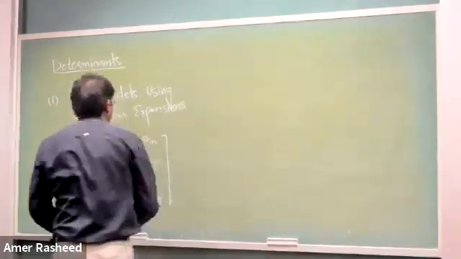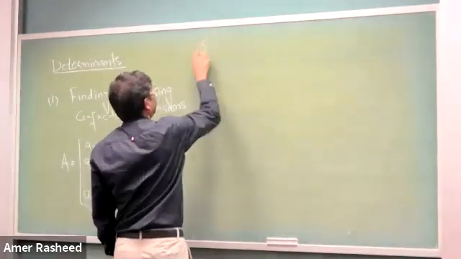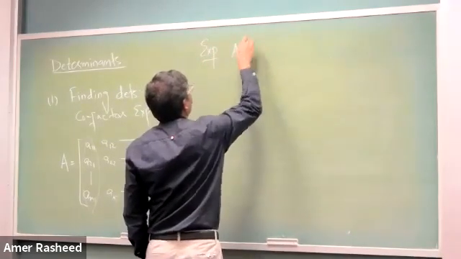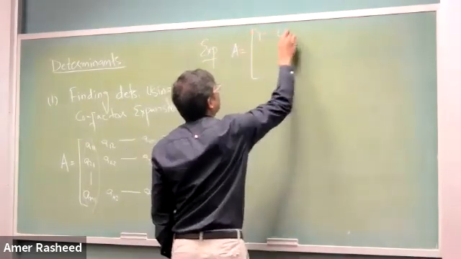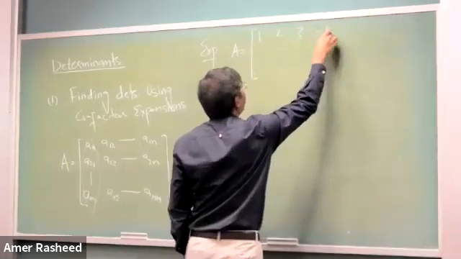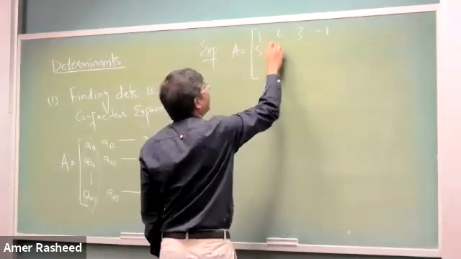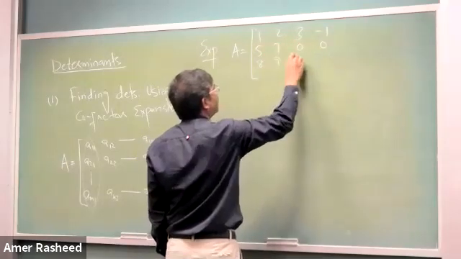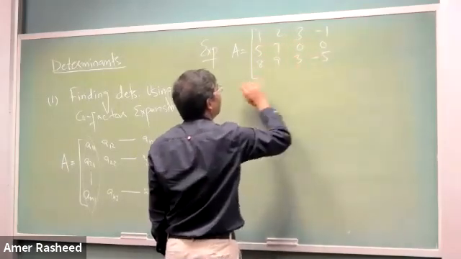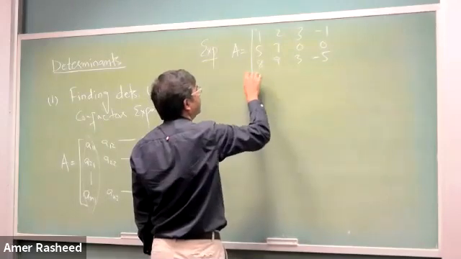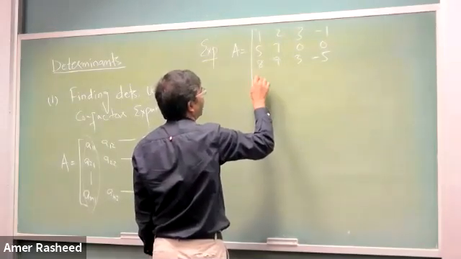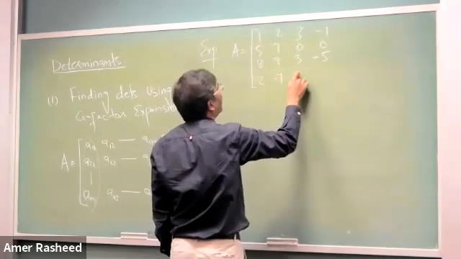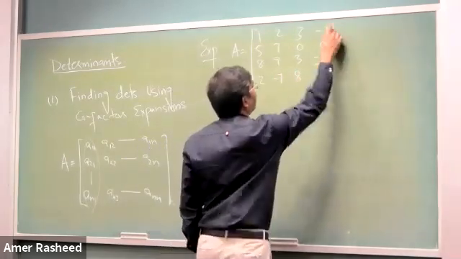Now, let me have a matrix A, which is maybe 1, 2, 3, minus 1, 5, 7, 0, 0, 8, 9, 3, minus 5, and the fourth one is 2, negative 7, 8, and 10.